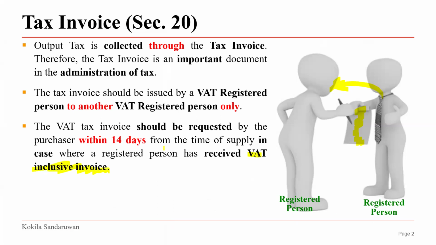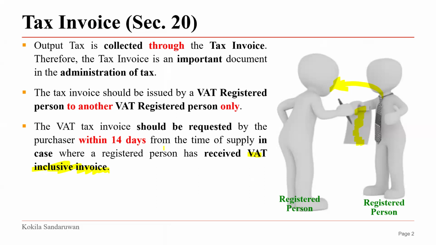Because if the other party is registered, then they will issue an inclusive invoice. Then what you have to do is send a mail saying, kindly request to issue a VAT invoice or tax invoice. Then they might ask you to share a copy of your VAT registration certificate. Then they will verify your details. Even now, you can verify it online as well. So once they verify that yes, you are a VAT registered person, then they will issue a tax invoice to you.